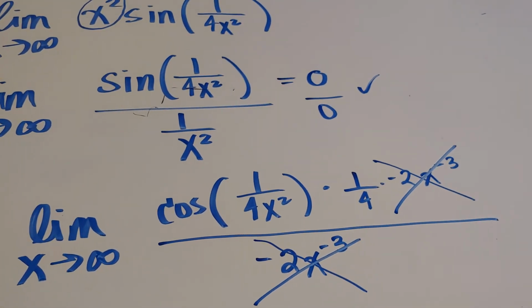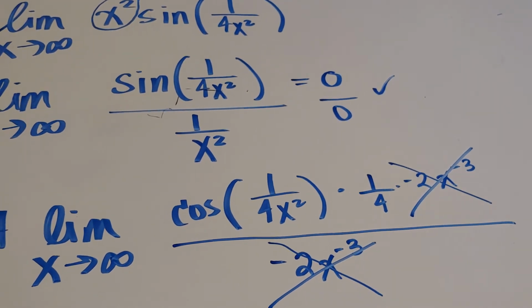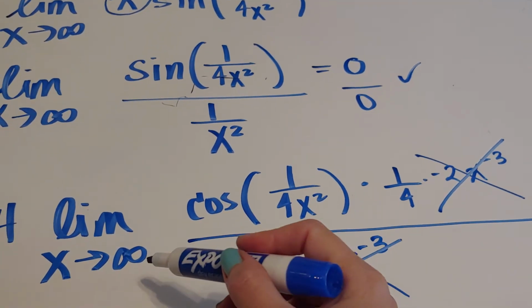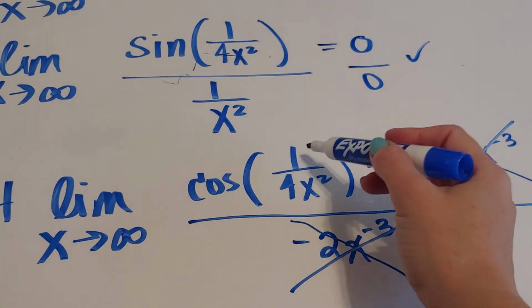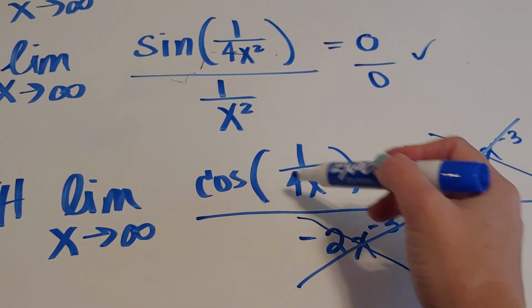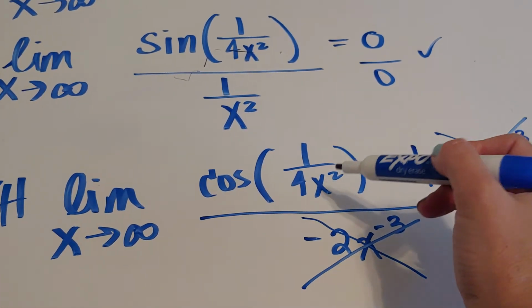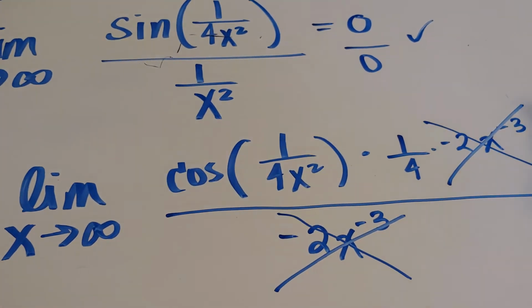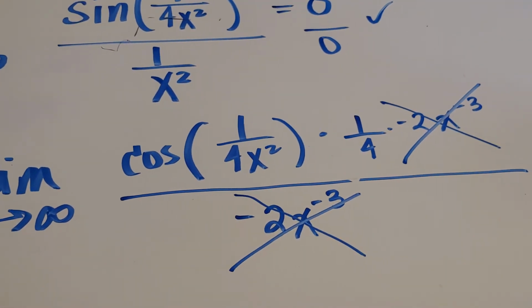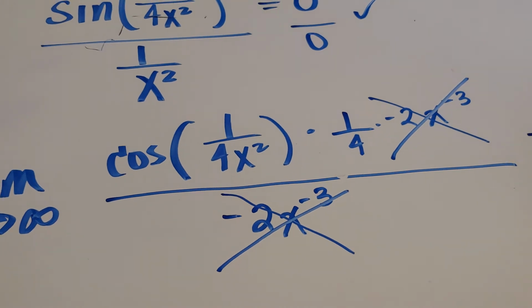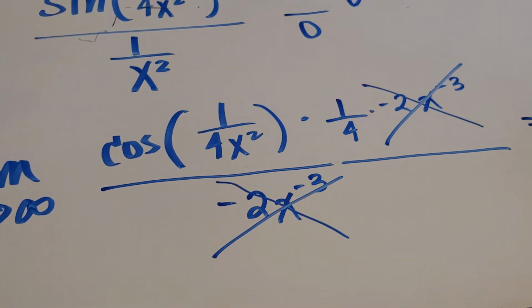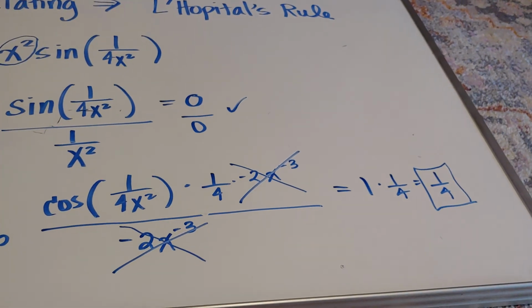I feel like screaming and yelling. It's like, yes, woohoo. Okay, so now when I plug in infinity, I'm going to get 1 over infinity, which is 0. The cosine of 0 is 1. And I still have a 1/4. My answer is a 4th.